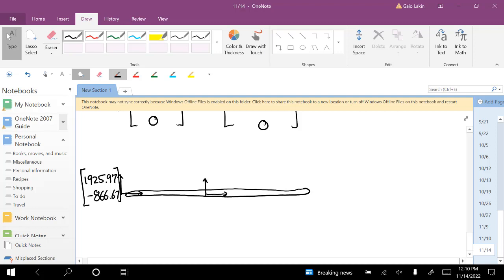At the midpoint, we have a force vector of negative 1131.67, y of 2242.43. And at the right end, we have a force vector of negative 500, negative 866.